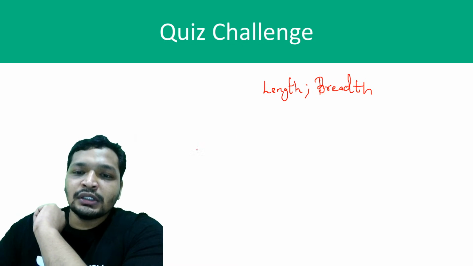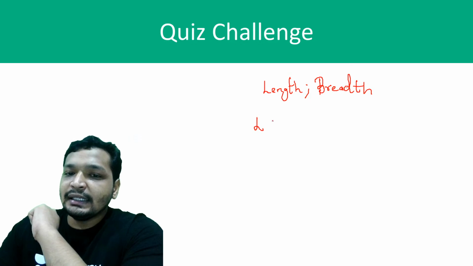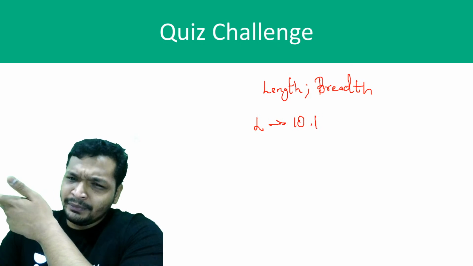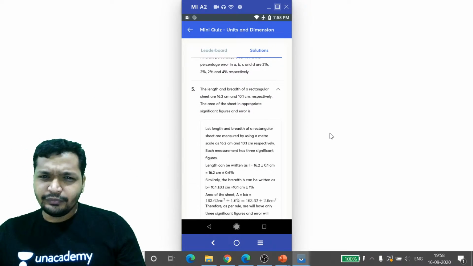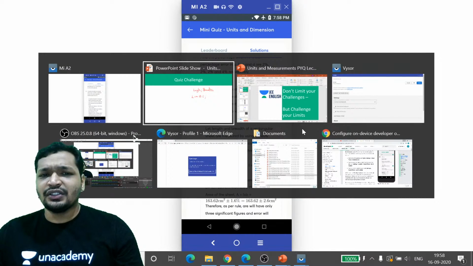And how do you do this? Length is given to you, then you know the least count. I think the length was given to you as 10.1. And what was breadth given to you? Okay, length was given to you as 16.1. Okay, let's interchange it. It's not a problem.